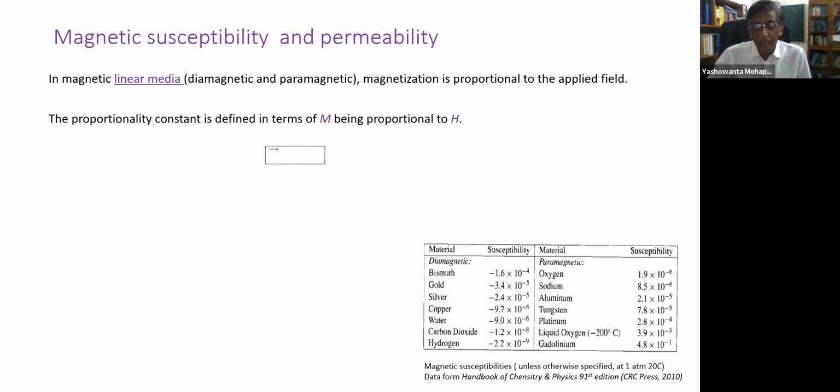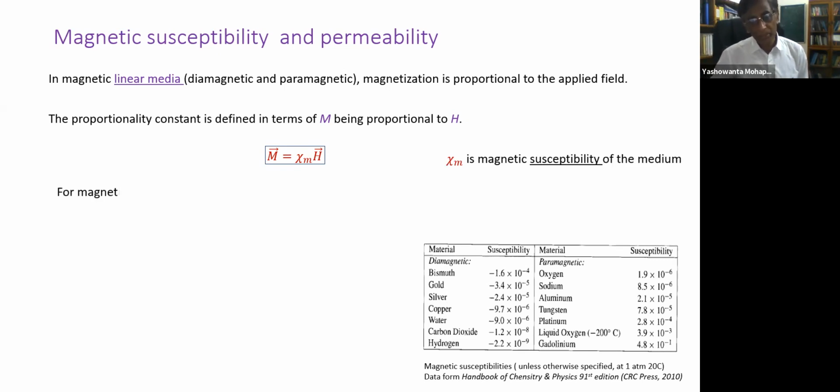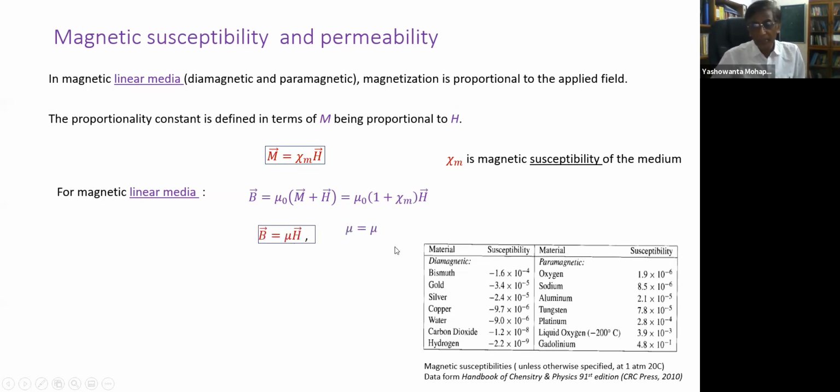This is by conventional tradition. That is, M is chi m times H, and hence susceptibility is the proportionality constant. And that is the susceptibility written down for different materials, which are diamagnetic materials and which are paramagnetic materials. I'll come to that. Okay, so chi m is the magnetic susceptibility of the medium. So for a linear magnetic media, I can write down B is mu naught times M plus H, and hence if it is linear, then I can take chi m out. Then I can write down B in terms of H alone, and mu naught times 1 plus chi m is the new permeability. All right. So B is equal to mu H, where mu is mu naught times 1 plus chi m, the permeability.